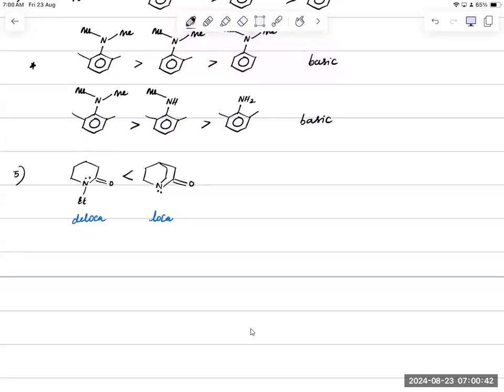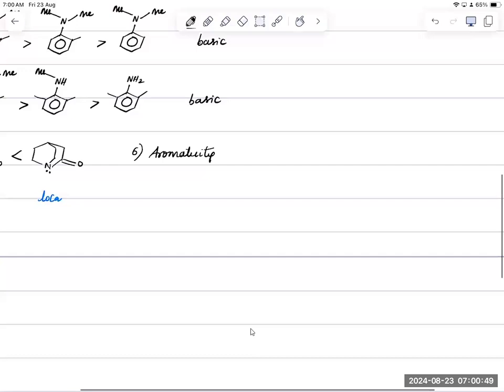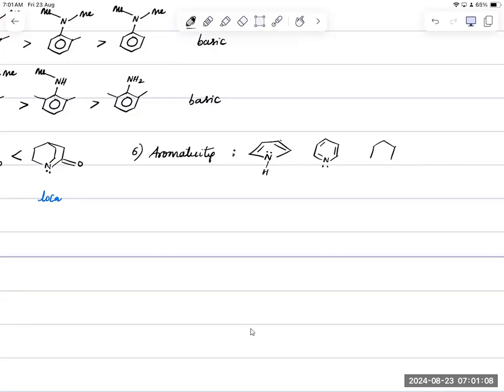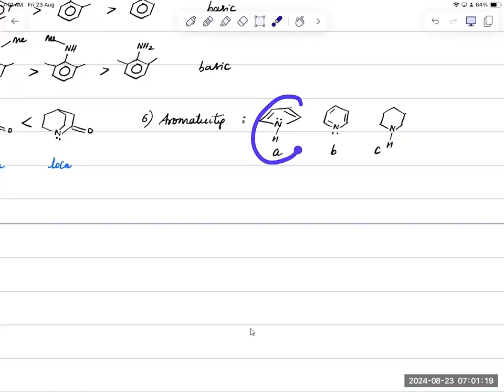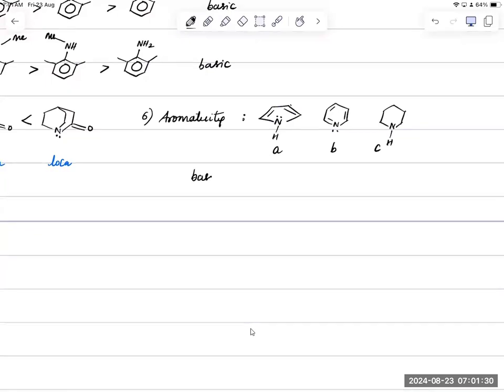Okay. Sixth one, if you notice, aromaticity. Aromaticity decreases the basic character drastically. So if you compare this group with NH here like this, and then we have NH here like this. Okay. In these cases, if I take this as A, B, C, now this is extremely weak in nature as basic, because the lone pair is always involved in resonance. Therefore, if you notice the basic character in such cases, C will be more basic, then B, then A.